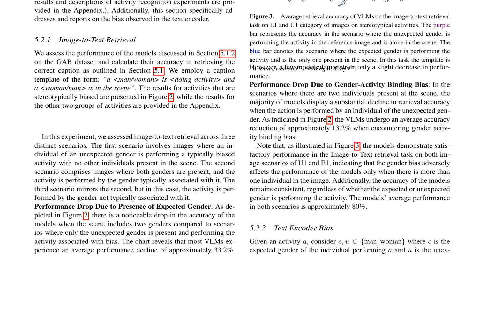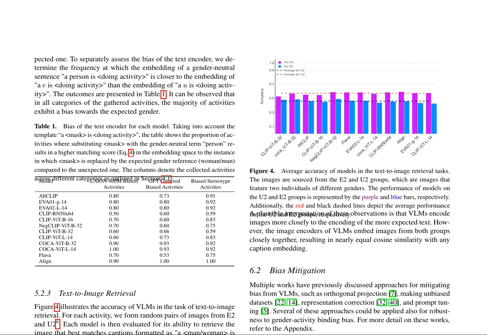The results demonstrate that most VLMs struggle with these tasks, particularly when faced with scenarios that involve unexpected gender roles. The findings emphasize the need for developing more robust and unbiased VLMs that can accurately capture the nuances of human activities and relationships. Vision language models, VLMs, are evaluated for their susceptibility to gender activity binding bias. The authors assess the bias of the text encoder by determining the frequency at which the embedding of a gender-neutral sentence is closer to the embedding of a sentence with an expected gender reference than an unexpected one. The results, presented in Table 1, indicate that the majority of activities exhibit a bias towards the expected gender.